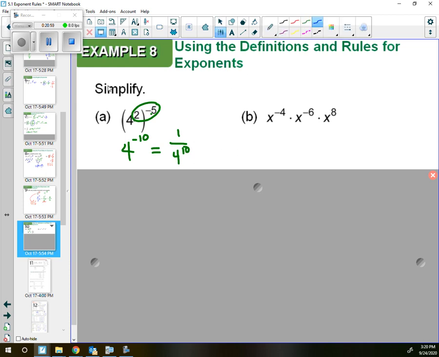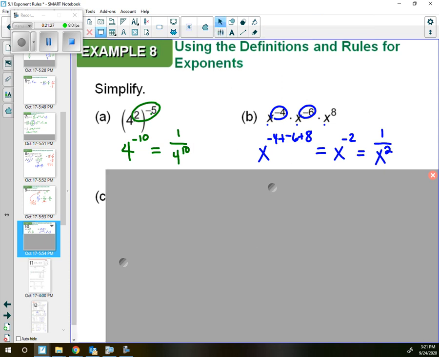All right, so for letter B, give it a try and then see what we come up with. So all the bases are the same, so we can add the exponents. So we need to do a -4 plus a -6 plus an 8. They're all the same base. So the negatives together would be -10, plus 8 would be -2. All right, so now remember, only positive exponents, so how can we rewrite that? Well, that's 1 over x to the 2nd power. So we're always trying to think positive exponents for our answer.